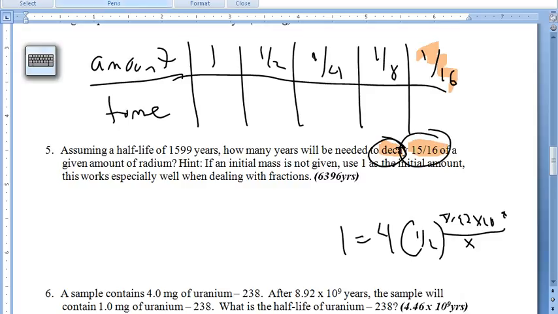And so now you can just plug in these numbers here. You have the half-life as being 1599. So you always start at year 0 and then just 1599, and then keep going from there. 1599, 3198, 4797, and then 6396, which is what the answer is.